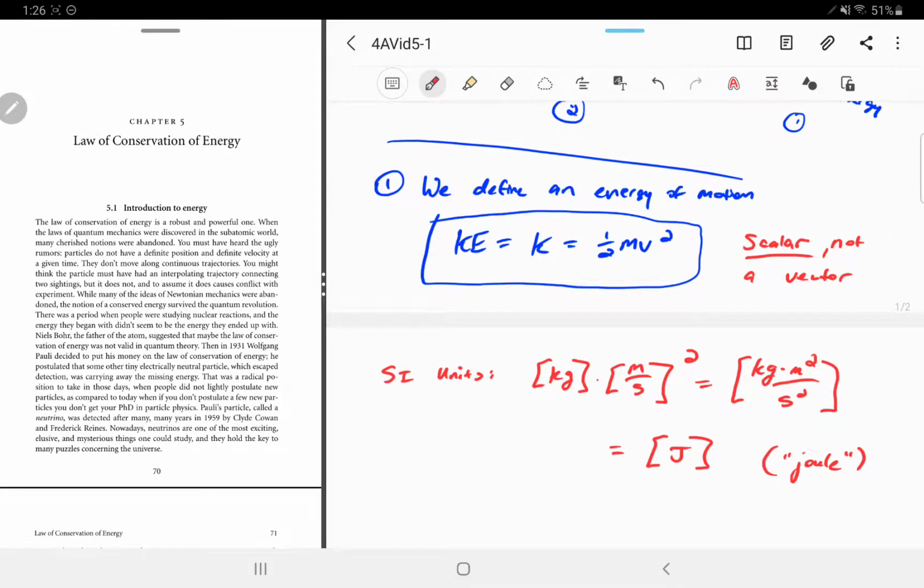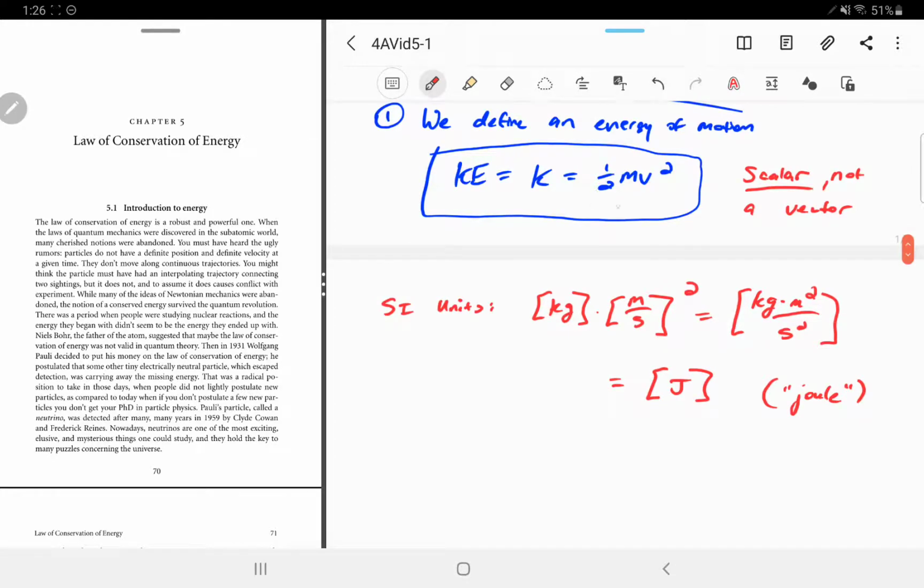Okay, so we just need to recognize that anytime we see 1/2 mv squared, you know that the object just has one speed. The object just has one kinetic energy. So it's just the recognition that anytime we see this 1/2 mv squared, that's the kinetic energy of the object.